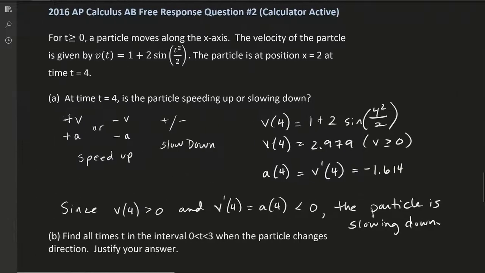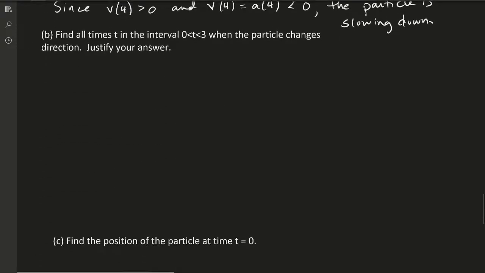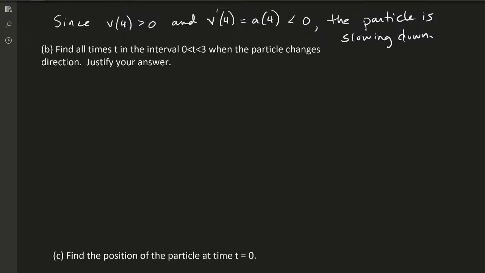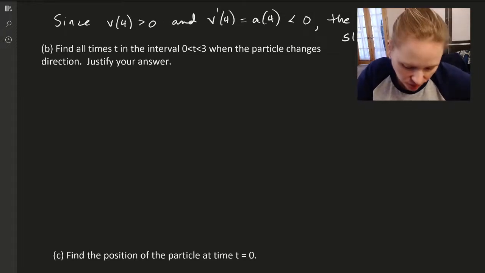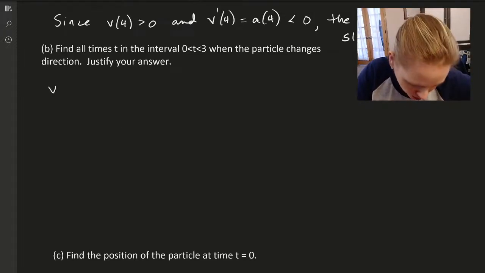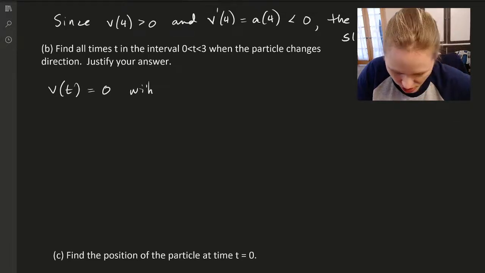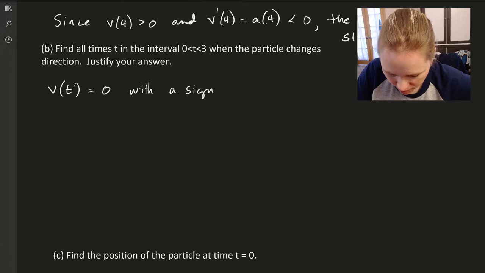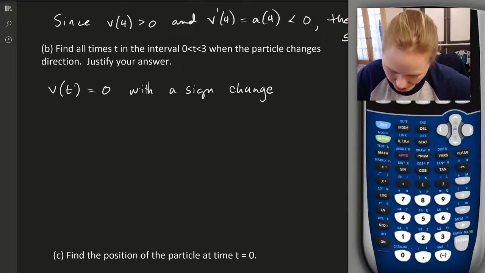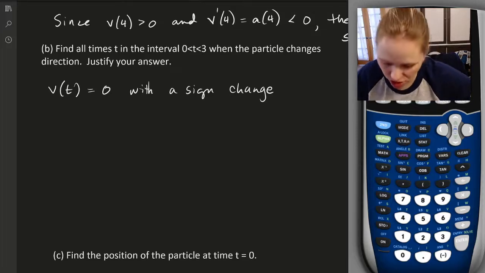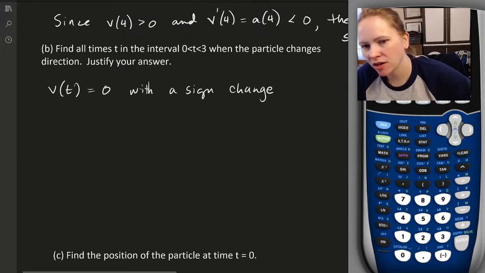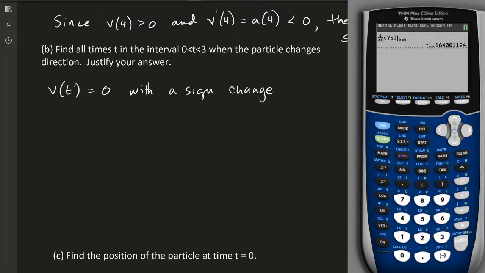So now let's take a look at question B. Find all the times t in the interval when the particle changes direction. So what we want to do here is we want to understand when the particle is changing direction, we want to show that the velocity is 0 with a sign change. So I'm going to go back to my calculator, and I need to demonstrate that there's a sign change. And since this is a calculator active one, that's going to be our best way to go.